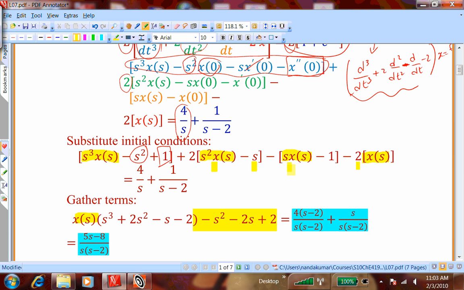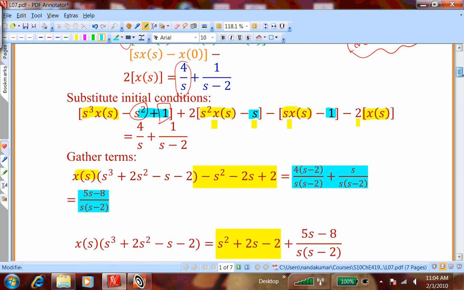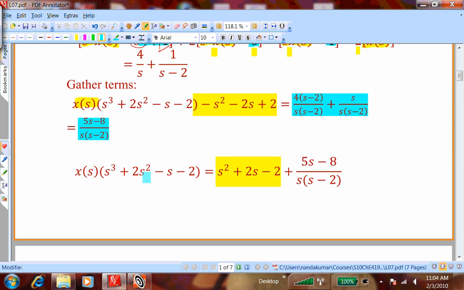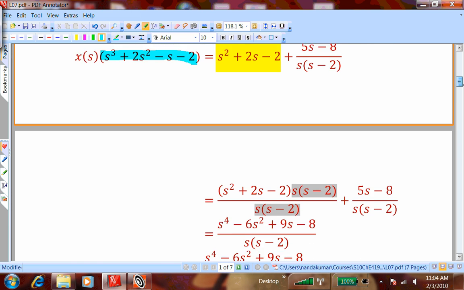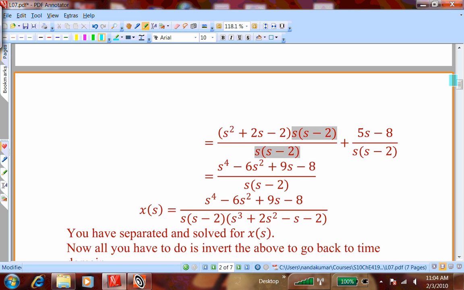And then anything that is simply a function of s, like this term and this term, they are combined together in here. And then you separate them. Solution simply means move everything to the right hand side, keep the unknown on the left hand side. That's your solution. Okay? So when you do that, you have separated all the terms that multiply X of s, everything else goes to the right hand side, and then you divide by this term. So the final result, after taking common factors and so on, is your solution.